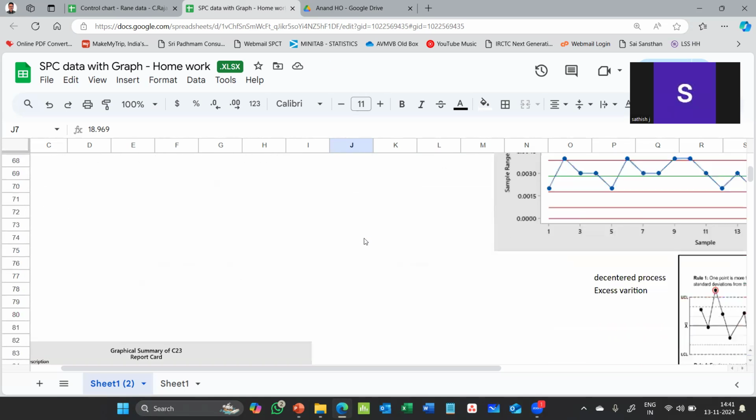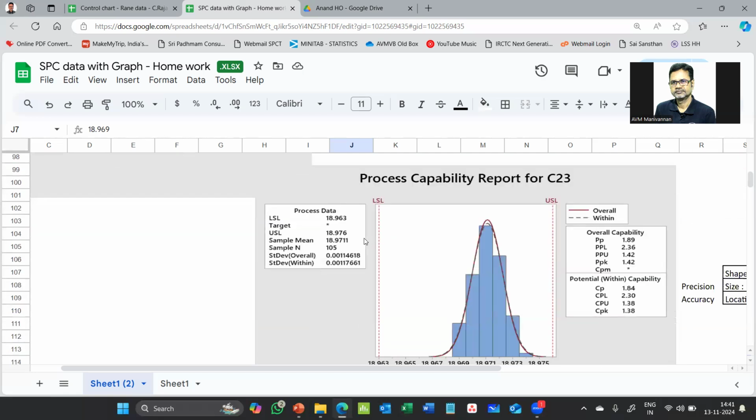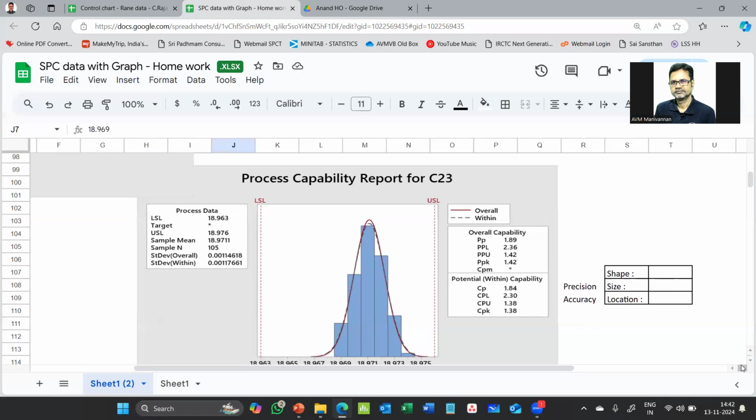First, I wanted to ensure, not exactly probability, but rather normality, through a histogram. Are you able to see the histogram here? Time being, just forget about CP, CPK, PPK, everything.